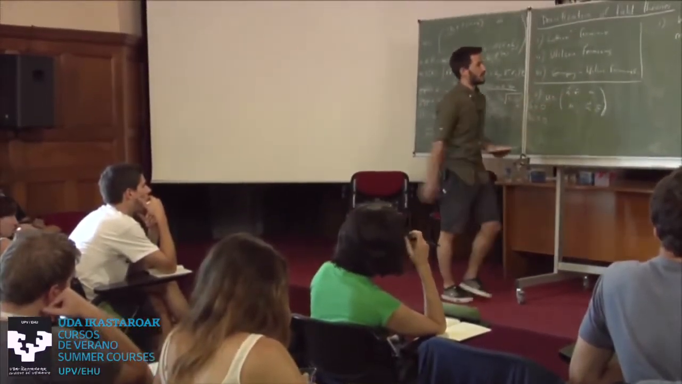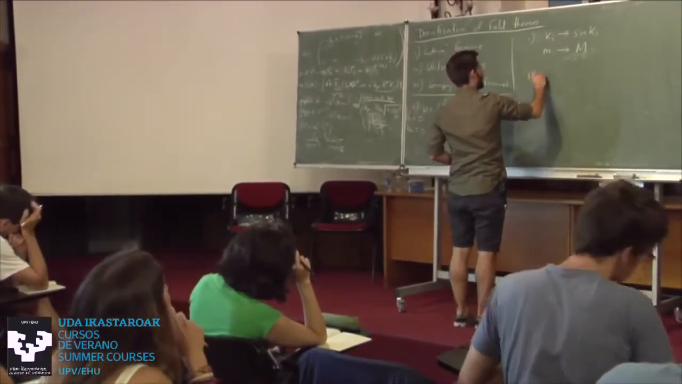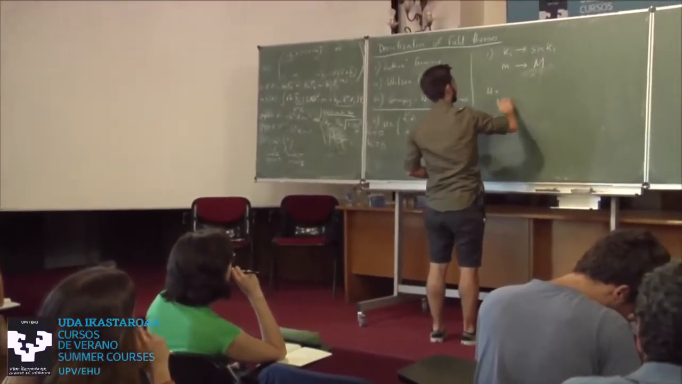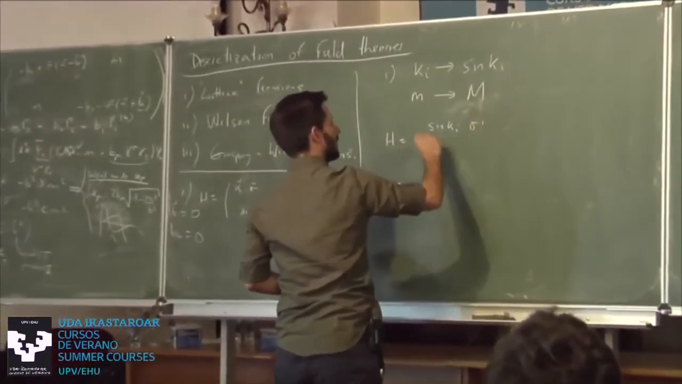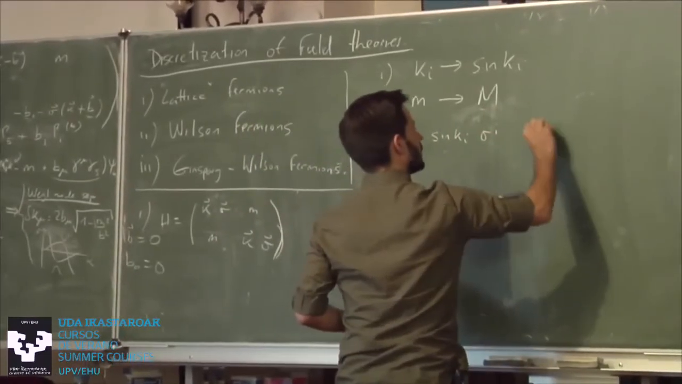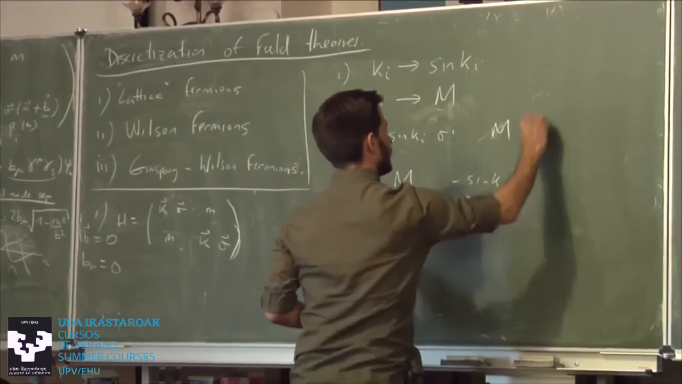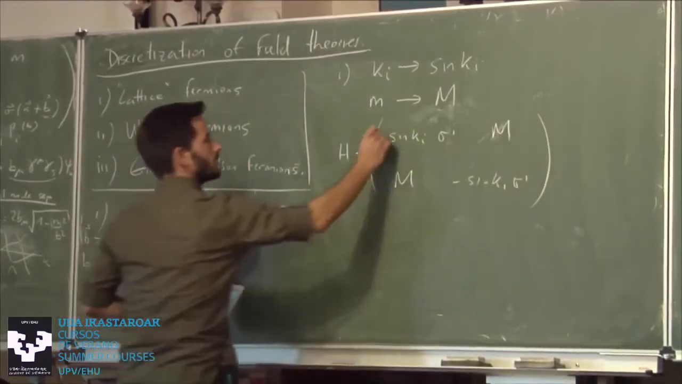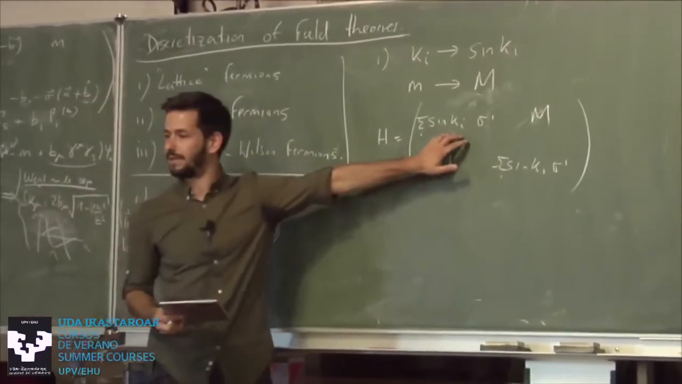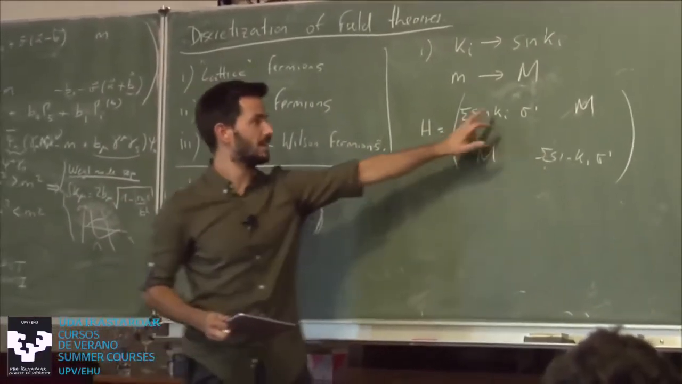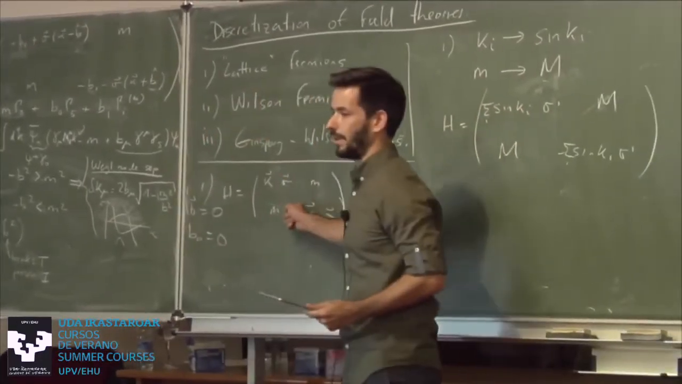So I can do this, and immediately you realize that if I expand, I get a Hamiltonian that would look like, simply, let's say, sine k_i sigma_i, plus M, sum over i. Now, if I expand around gamma, then I'll get k_x times sigma_x, k_y times sigma_y, k_z times sigma_z. I'll get back to this guy.